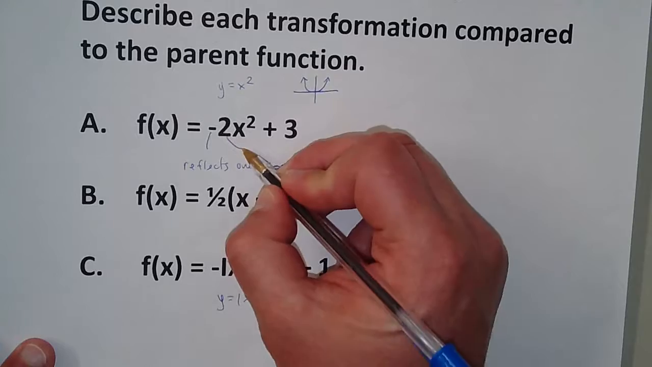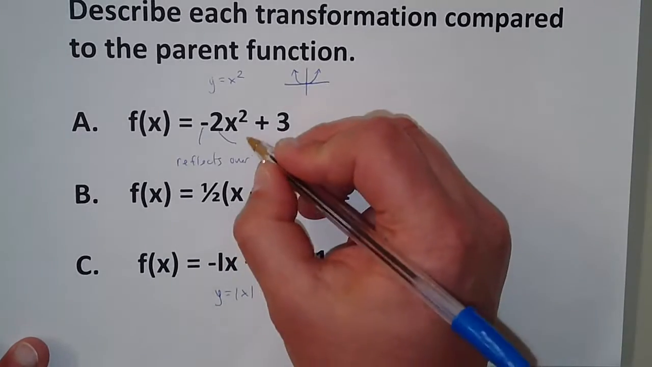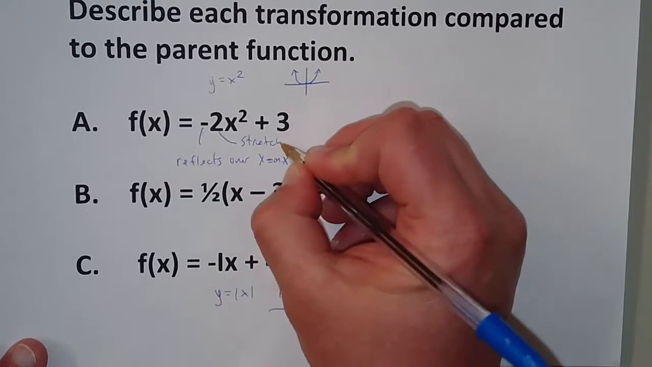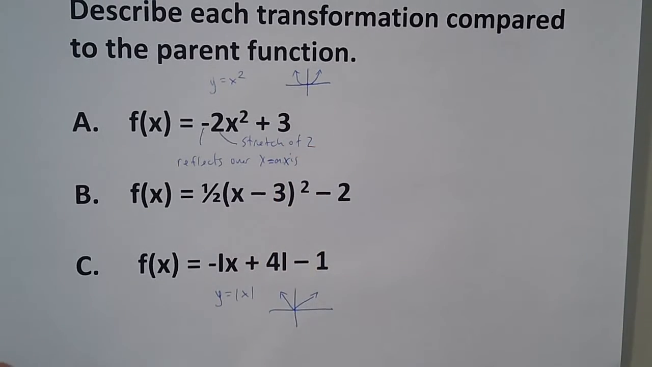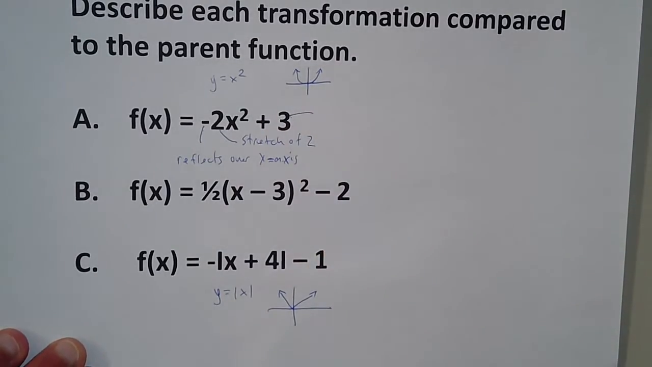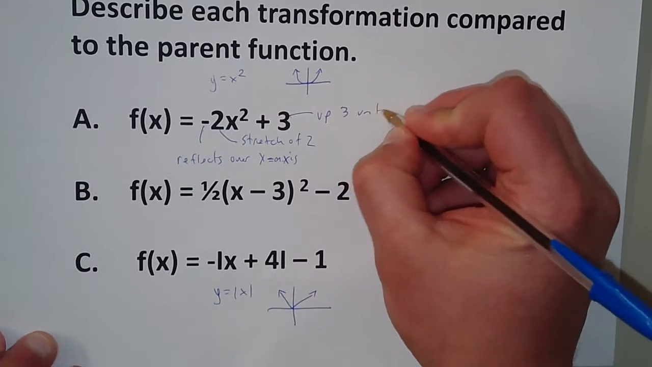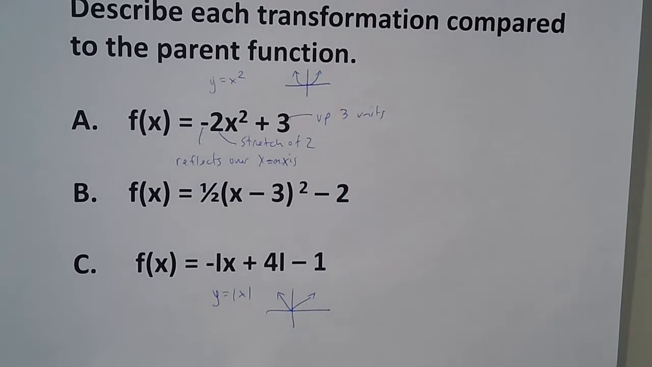This 2 is a number greater than 1, therefore it's going to cause a stretch. So I would refer to this as a stretch of 2. And then the only other piece you have to include here is what this plus 3 does to the graph, and that's going to shift your vertex up 3 units. So up 3 units. That's what describing it means.